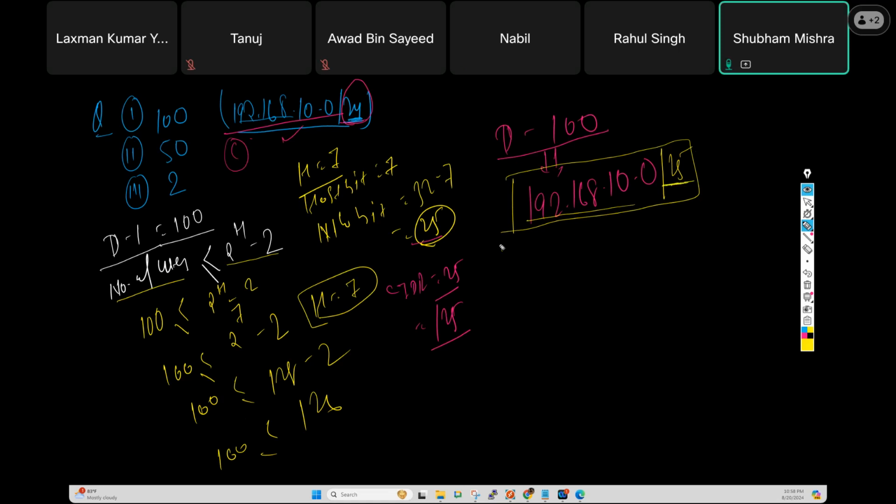For /25, what will be the subnet mask? 255.255.255.128. What will be the block size? 256 minus 128, that is 128.